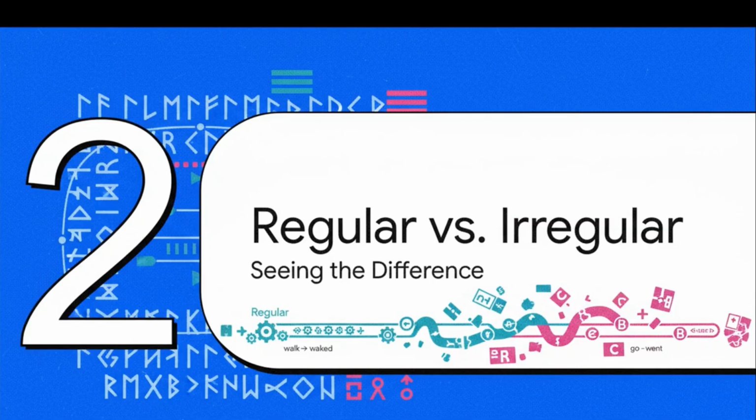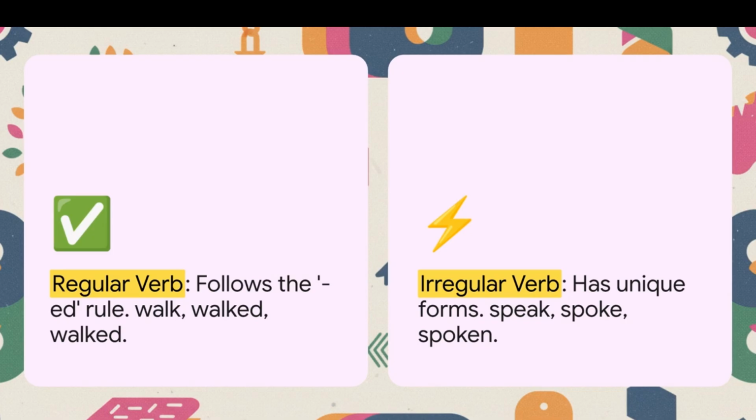Right, let's put these two types of verbs head to head. When you see them side by side, the difference is just crystal clear. Look at this. On the left, it's so clean, so predictable. Walk, walked, walked. But then look at the other side. Speak doesn't become speaked, no way, it becomes spoke, and then spoken. And the verb go, it just completely changes its identity to went and then gone. This shows you the challenge perfectly.